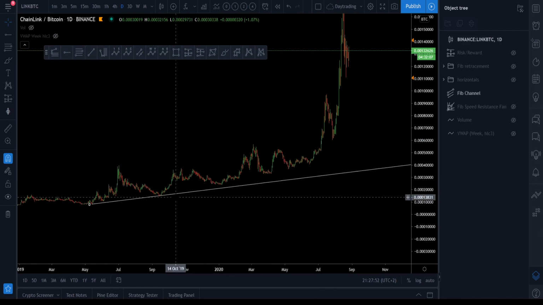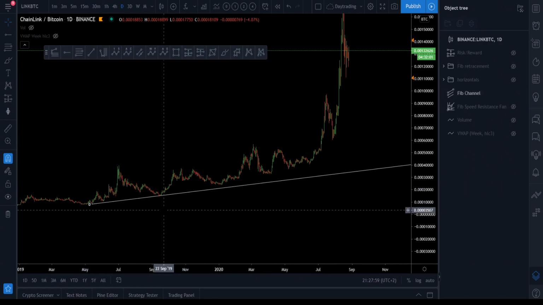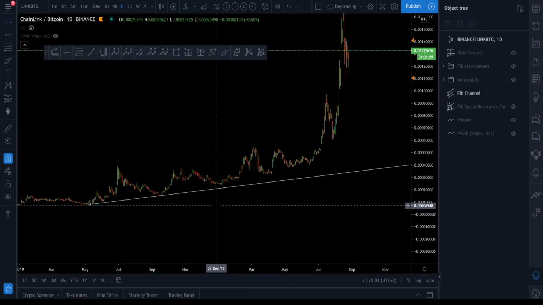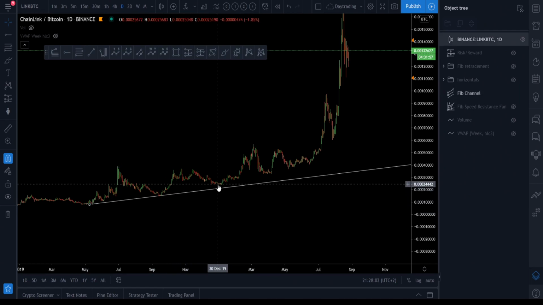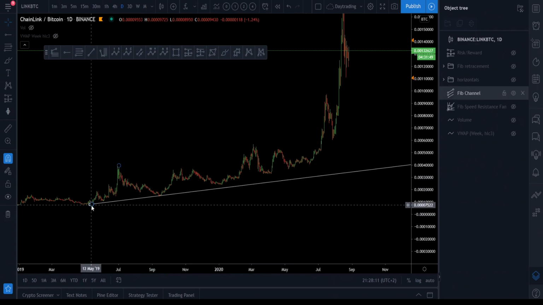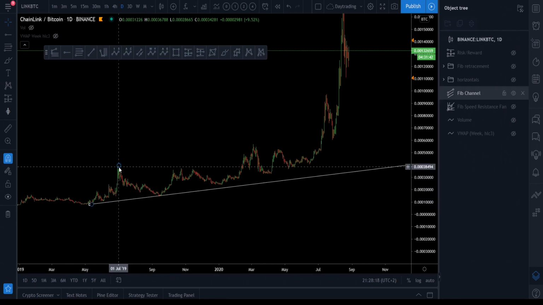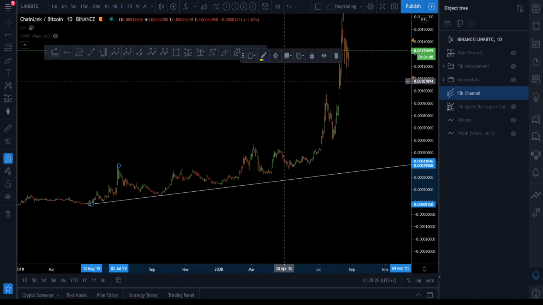I've been pulling a fib channel all the way back from here, and I have had this channel on since, I believe, January 2020. This is when I really started to chart Link actively. So this is a very old channel. Bottom to bottom, 0.1, 0.2, pulling it from here. Allow me to demonstrate.